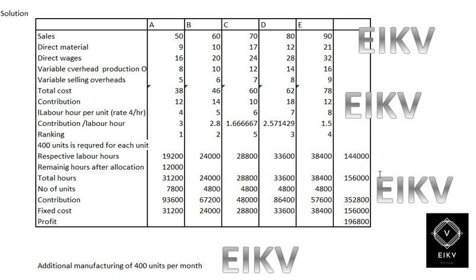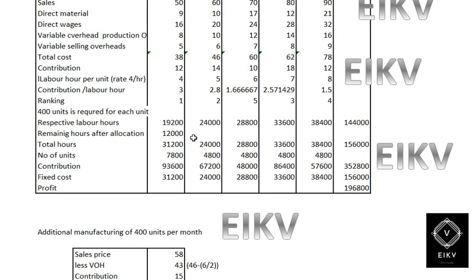1,44,000. So the total labor hour is considered as 1,56,000 hours, because 13,000 is the labor hour per month, multiplied by 12 will give you 1,56,000 as the total labor hour per annum.